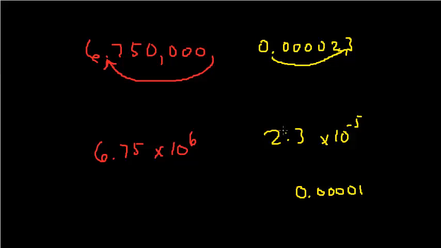Then multiplying this by that 2.3 gives me back my original number. So, taking a large number, I move my decimal place, and my power is a positive number for the number of places I move my digit. Moving a small number, my decimal place becomes negative.